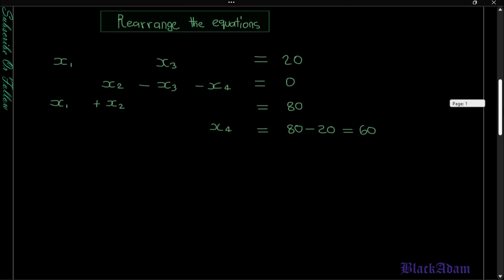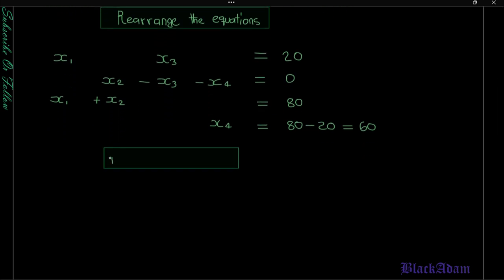What is left is to put them in matrix format. The matrix form will be x1, x2, x3, x4 to give us the constant values, which are 20, 0, 80 and 60. So the first row is going to be 1, and 20 there. The remaining parts will be 0.